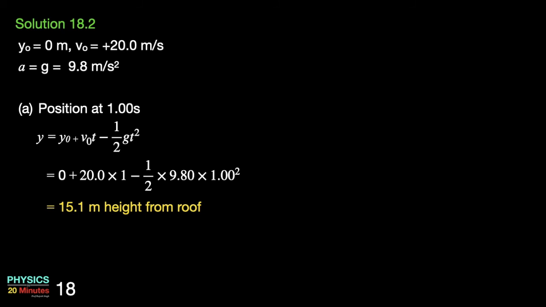The ball will go further up by 15.1 meter. What is the velocity at 1 second? So we can use v is equal to v0 minus g t, and you will find that velocity turns out to be plus 10.2 meter per second. So you can notice that the velocity has decreased. It was launched with 20 meter per second. Now the velocity is 10.2 meter per second. But the velocity is still positive and the ball is still moving in the upward direction.